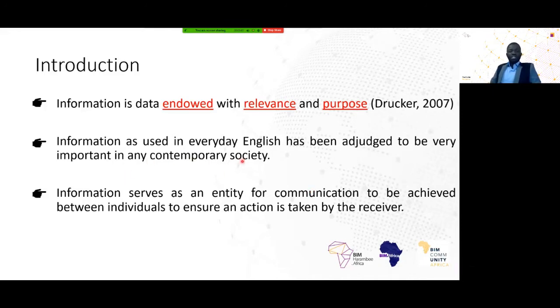Generally, information as used in everyday English has been adjudged to be very important in any contemporary society. With that being said, there is a need to manage information for day-to-day usage. This is because information technology is gaining more ground globally, even though knowledge and its communication are the basic characteristics that improve every society inhabited by humans. So based on the foregoing, it can be put forward that information serves as an entity for communication to be achieved between individuals to ensure an action is taken by the receiver of the information.